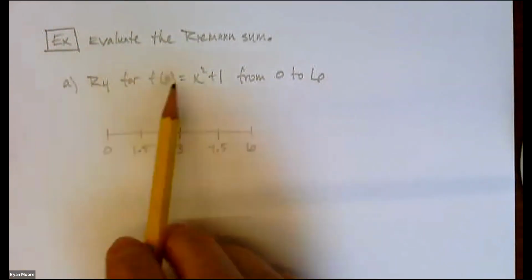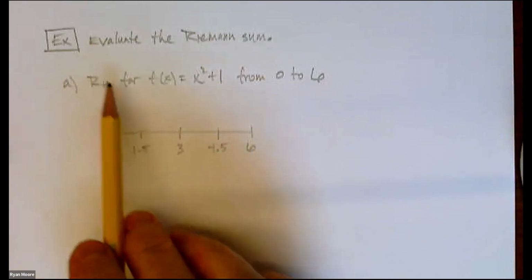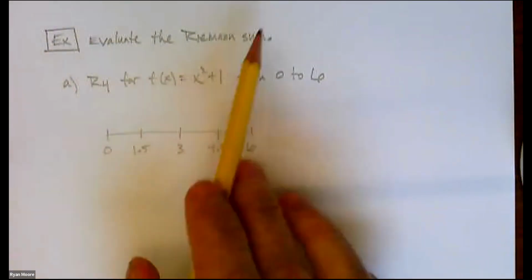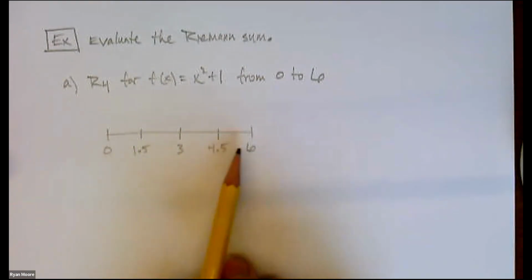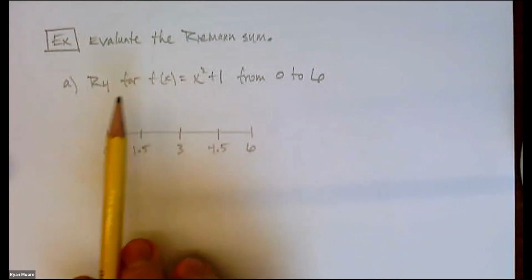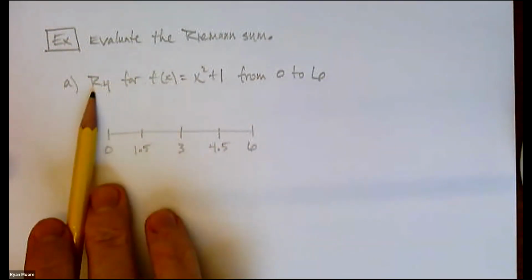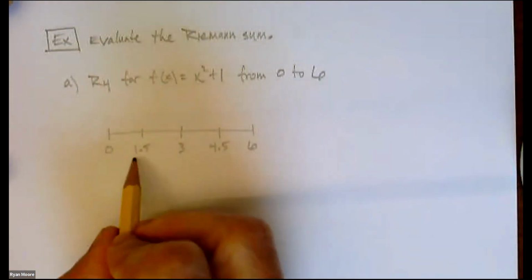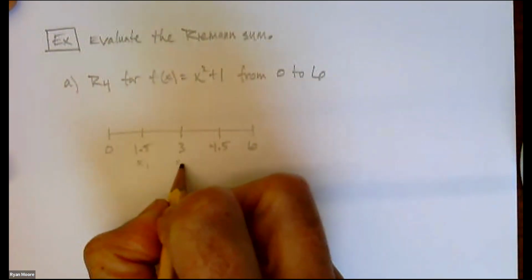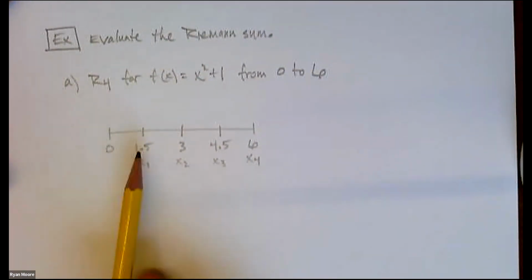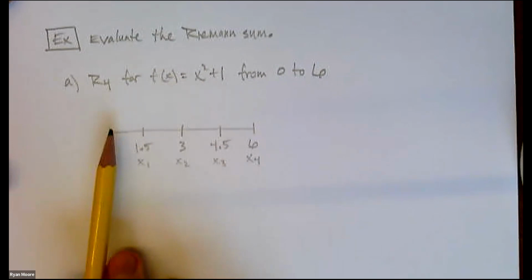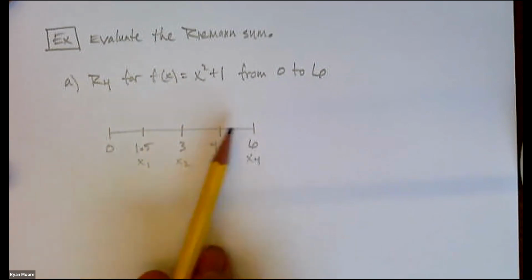We can imagine the function is going to be somewhere above, it's a parabola. Somewhere above here. I don't have to actually draw it. Which of these numbers would I use to find the heights of my rectangles? If I'm using R4, then that would be these. That's x1, x2, x3, and x4, at 1.5, 3, 4.5, and 6, the right sides of each region.